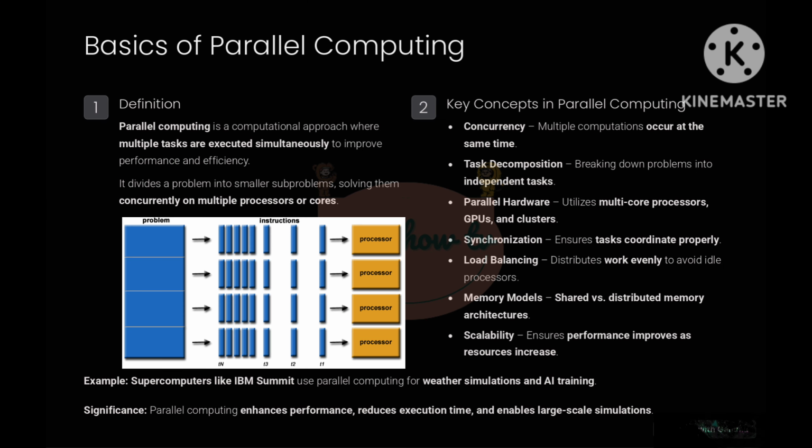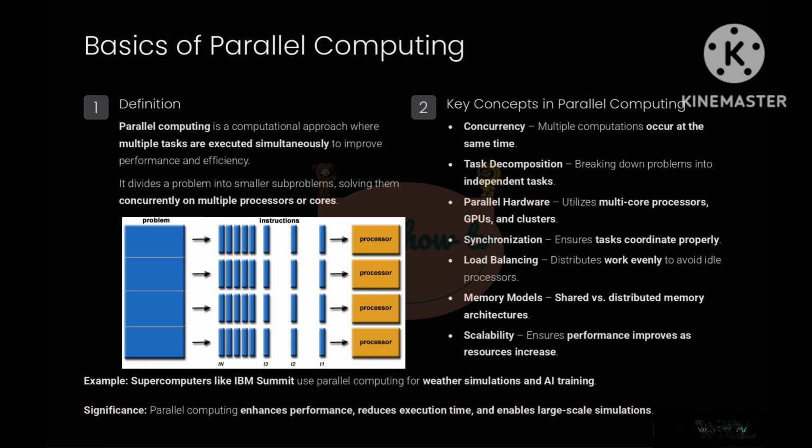Basics of parallel computing. Hello everyone, let's start with understanding what parallel computing is. Parallel computing is a way to solve complex problems faster by dividing the work into smaller pieces and executing them simultaneously using multiple processors. Instead of one processor doing everything one after another, parallel computing lets many processors work at the same time, like a team working together to finish a task quickly.